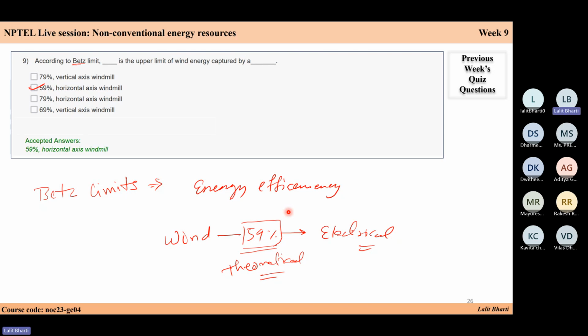We have already seen what the Betz limit is. We have already had a lot of interaction on the Betz limit and many questions we have seen. So this is an important topic for your exams. You should keep this in mind.